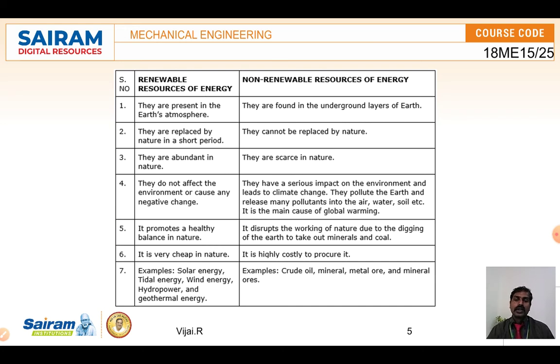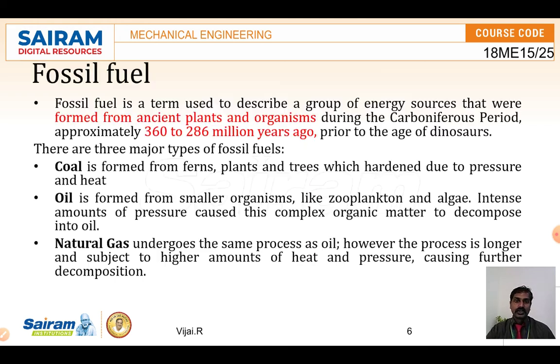Okay, so the examples of renewable energy sources, which are reusable sources, are solar energy, wind energy, hydel energy, that is water or hydropower, and geothermal energy. These are the examples of renewable sources. For non-renewable sources, the crude oil, the minerals, and the ores we get from the earth are called non-renewable energy resources.